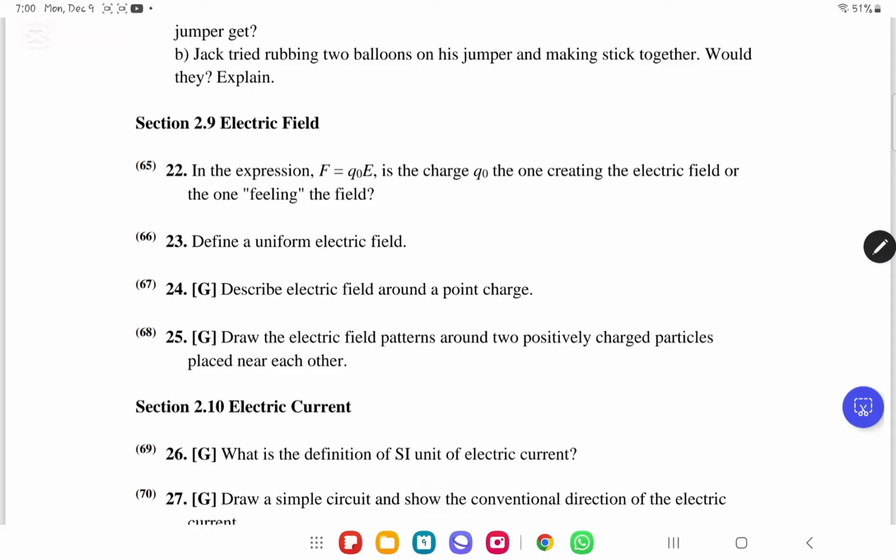Okay, now 24. Describe electric field around a point charge. An electric field is definitely a vector quantity. That means it has both magnitude and direction. The magnitude of the electric field is the force, so electric field denoted by E. So my apologies, F is the force. This is the one feeling, the quantity of charge feeling the electric field, and E is the electric field. So to describe the electric field around a point charge, it's very simply the electric field is equal to the force divided by the electric charge.